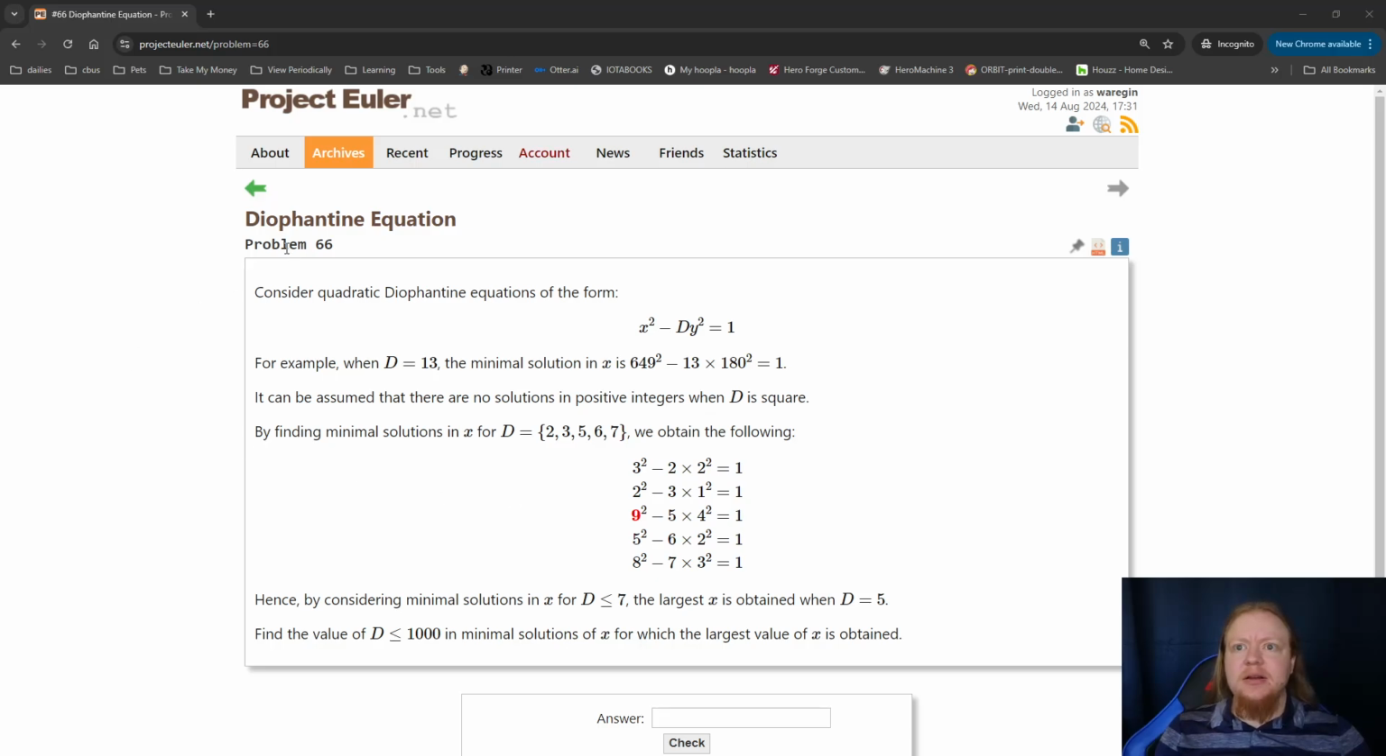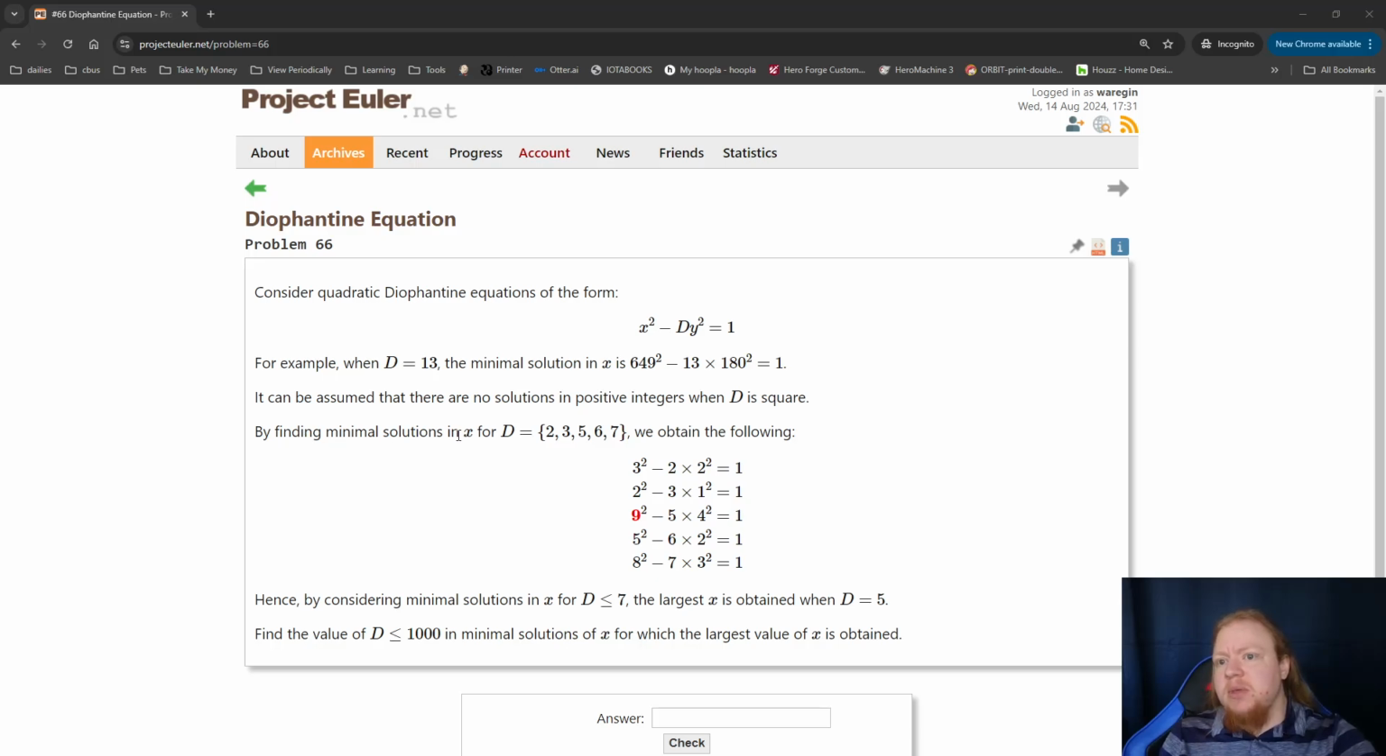Let's dive in. Problem 66 is the Diophantine equation. No, I don't know that I'm pronouncing that right. Consider quadratic Diophantine equations of the form x squared minus d times y squared equals 1. For example, when d equals 13, the minimal solution in x is 649 squared minus 13 times 180 squared, which is equal to 1. It can be assumed that there are no solutions in positive integers when d is square.